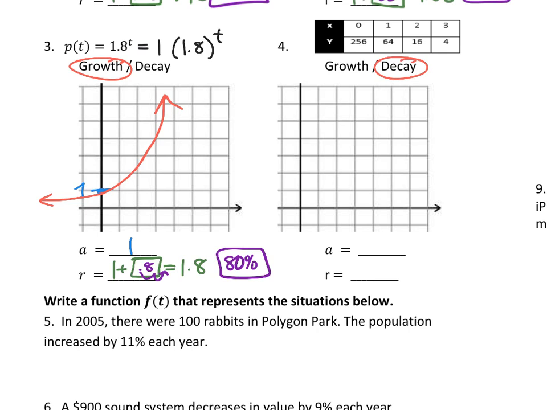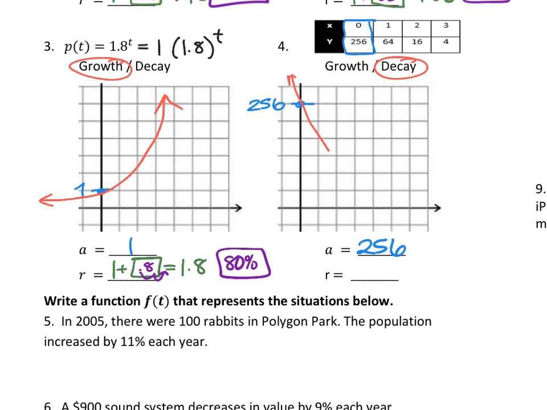Based on this table, what's my initial value? 256. How do y'all know it's 256? It's the y-intercept. It's partnered with 0, which means that's where this graph is going to begin. That's my initial value at 256. So we give ourselves a 256. I'm going to make mine right here. And this should be decaying.